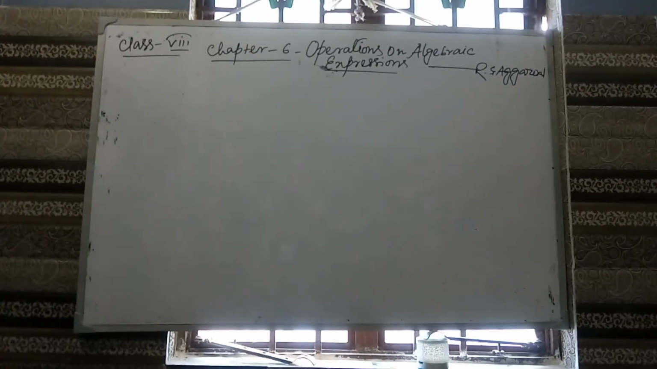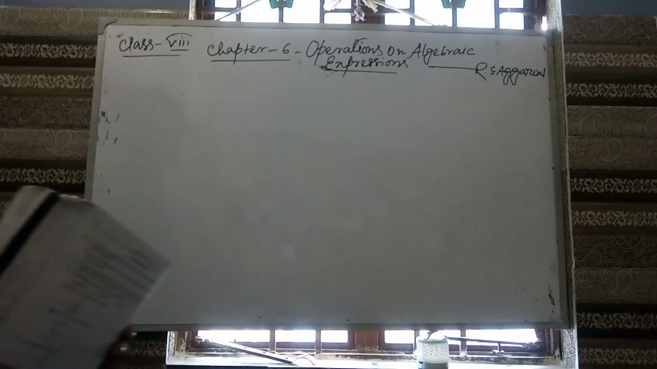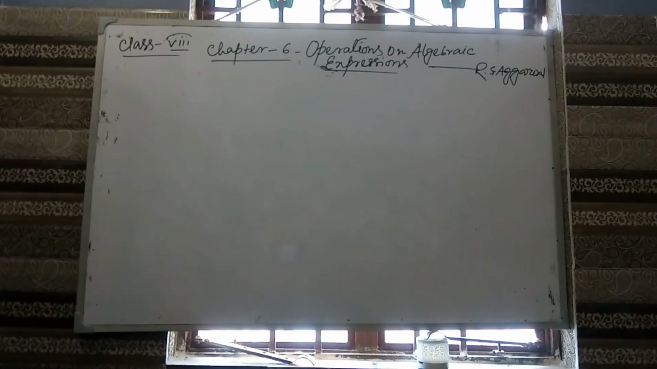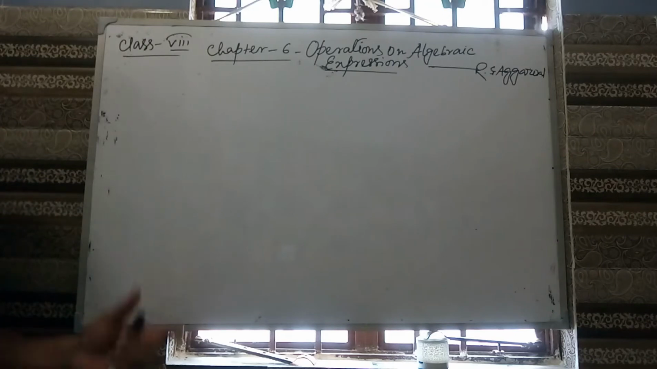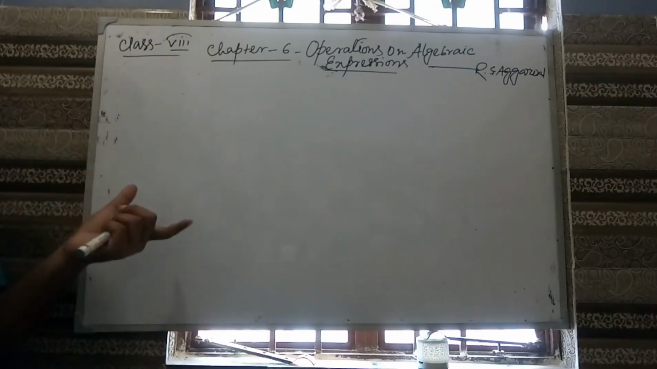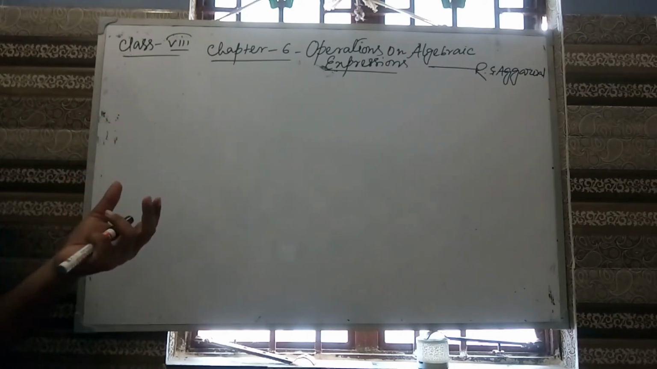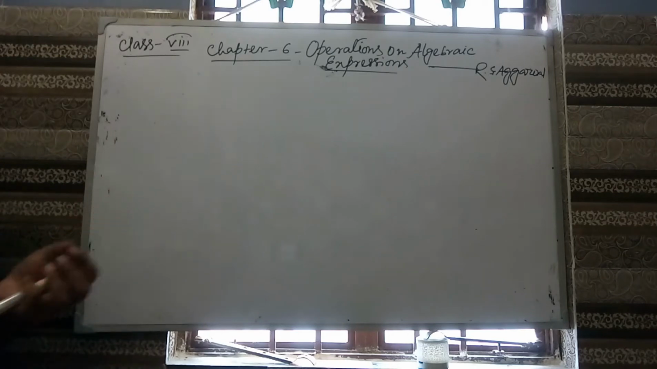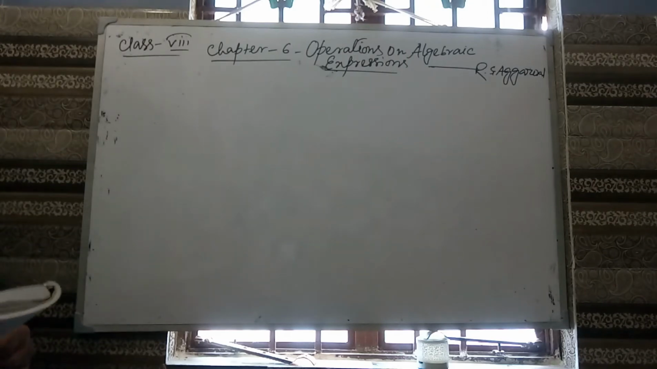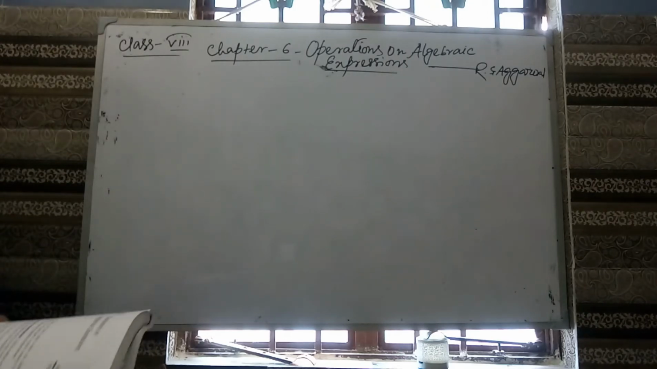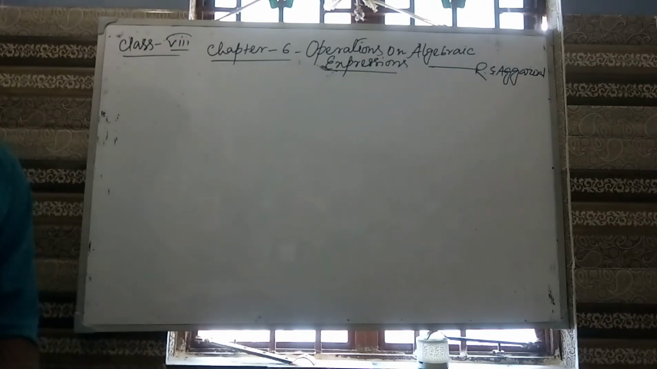Today our new chapter is chapter 6, Operations on Algebraic Expressions. Look at the name of the chapter, Operations on Algebraic Expressions. That means there must be some algebraic expressions, and on that expression we will operate few things like addition, subtraction, multiplication, division, etc. So before we start the chapter, we have to know what is an algebraic expression.